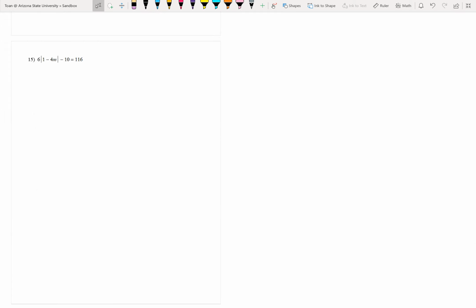Now, number 15 was an example of an absolute value equation. The idea is that you want to get the absolute value by itself. So you want to get those bars by themselves. Hopefully it's very obvious that we need to get rid of the minus 10 and we need to get rid of the 6. So the first thing we're going to do is add 10 to both sides. That gives me 6 times the absolute value of 1 minus 4m equals 126. Divide both sides by 6. You get the absolute value of 1 minus 4m equals 21.